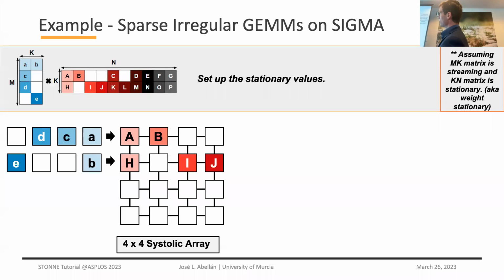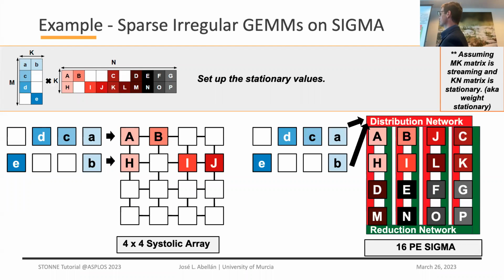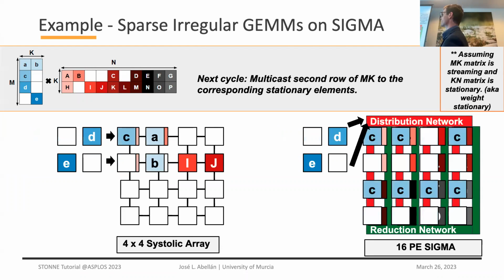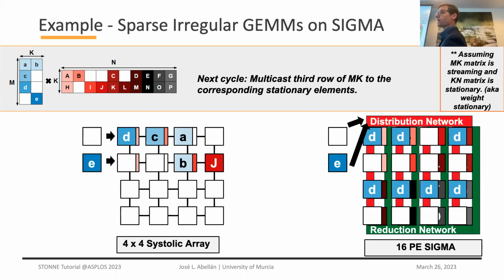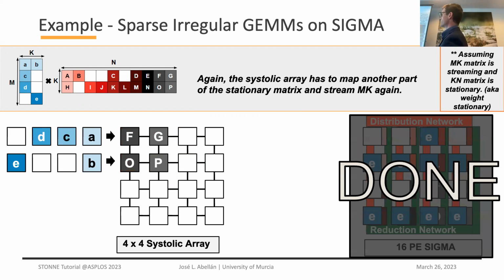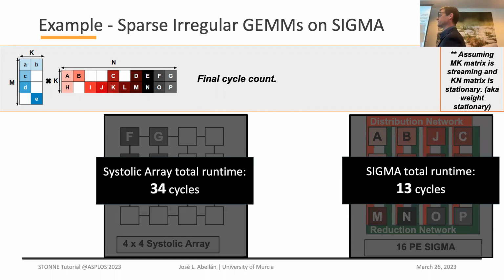Then, considering sparse computation for irregular GEMMs, let's do the same experiment with SIGMA, again with respect to the systolic array. We do the same operations, but here we are propagating just the non-zero elements when we are streaming the first matrix, so that we are done in SIGMA, but the systolic array takes almost 3 times the number of clock cycles.